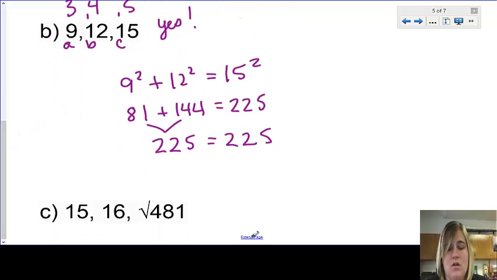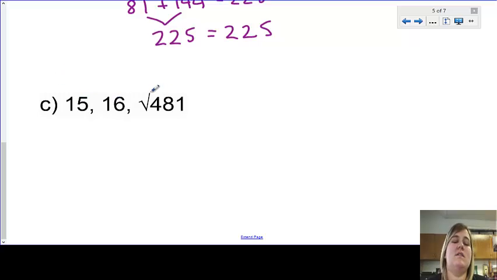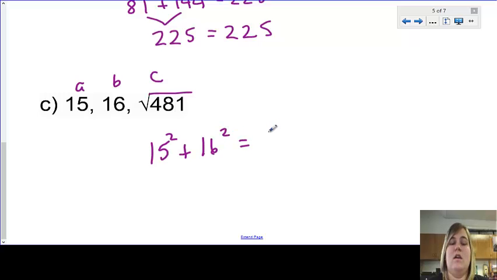Oh, there's one more. Okay, this is 15, 16, and then radical 481. The radical bar didn't show up there. So the square root of 481 is just the square root of 481. So they're saying that this would be A, B, and C. Let me change the mode of this calculator. Okay, so I would have 15 squared plus 16 squared equals the square root of 481 squared.